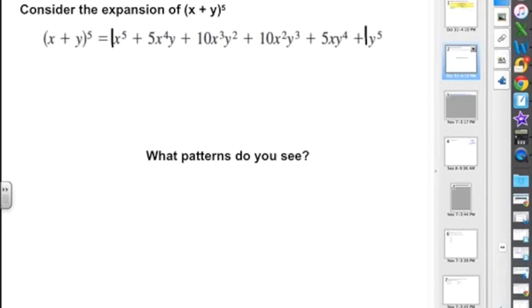Anything else that you see? From the outside in, it's 1, 5, and 10. Okay, we've got the symmetry, right? It's the same on both sides. We got 1s on the outsides, then 5s, then 10s.